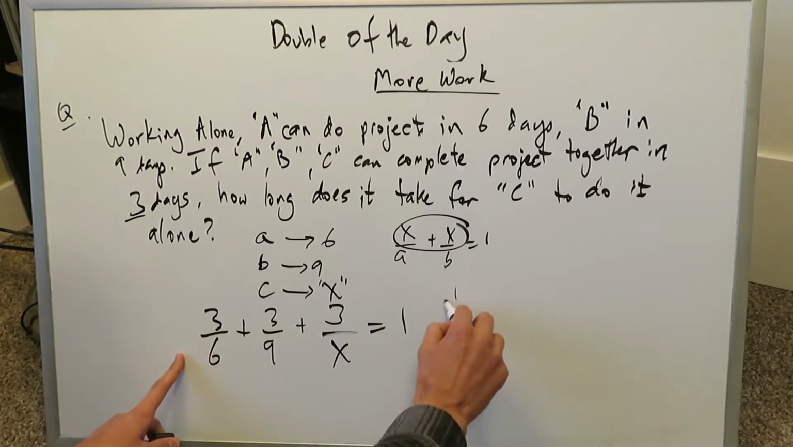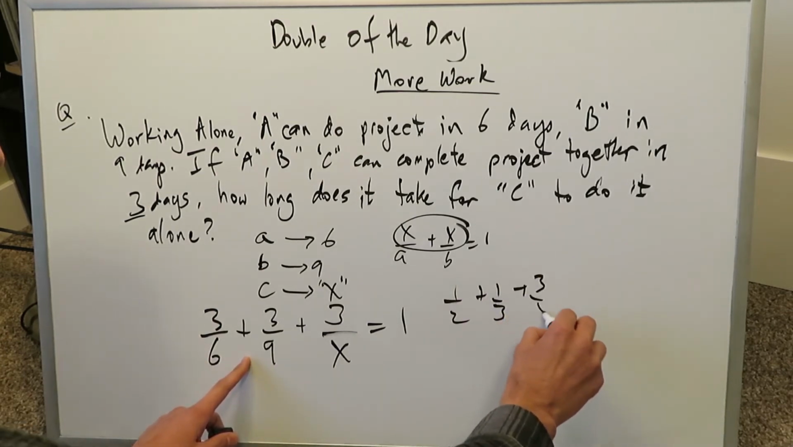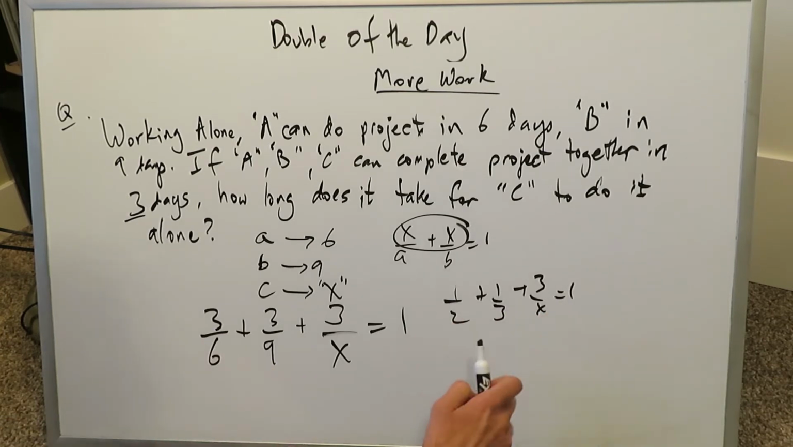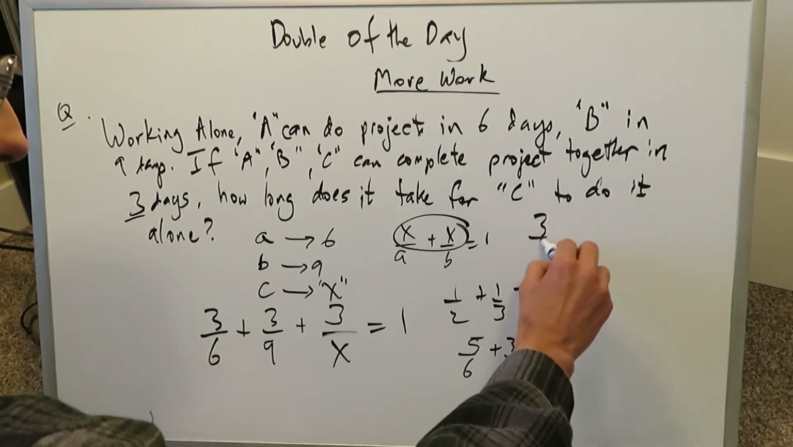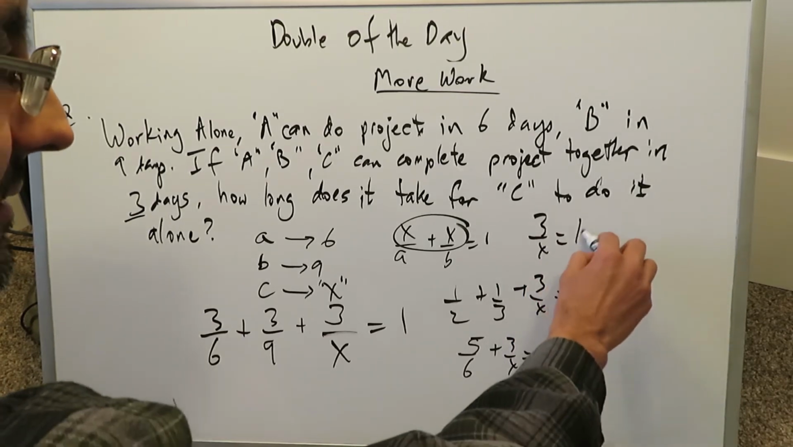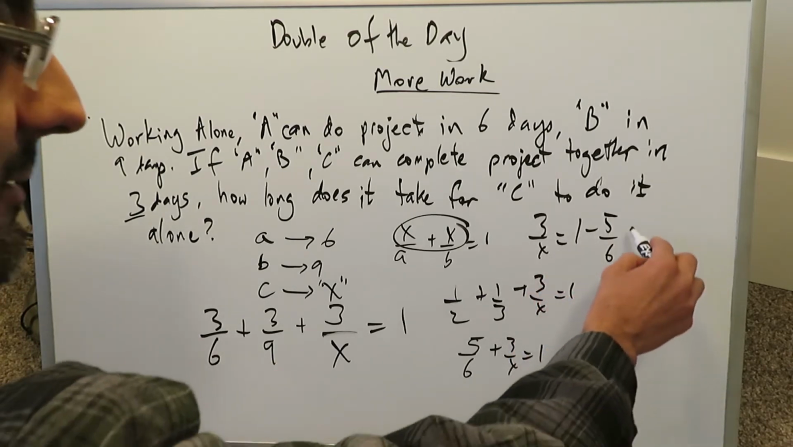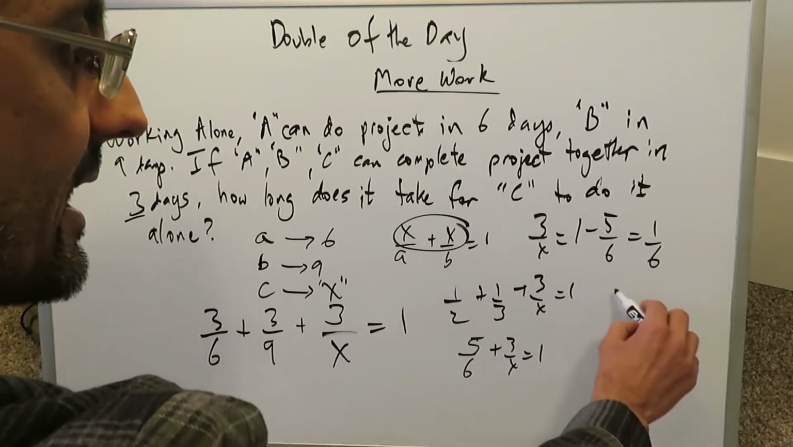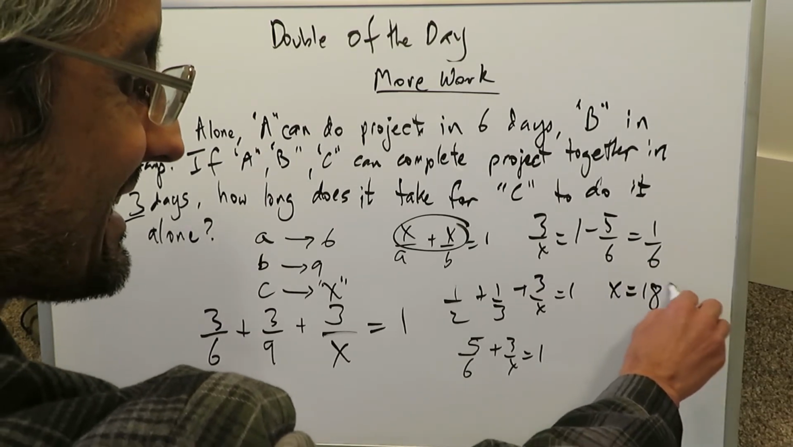3 over 6 is 1 over 2. 3 over 9 is 1 over 3. Plus 3 over x is equal to 1. 1 over 2 plus 1 over 3 is 5 over 6. Plus 3 over x is equal to 1. 3 over x is equal to 1 minus 5 over 6. 1 is the same thing as saying 6 over 6. 6 over 6 minus 5 over 6 is 1 over 6. And then you can cross multiply and solve for x. x is equal to 18.